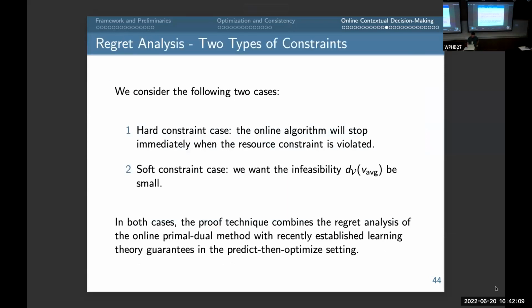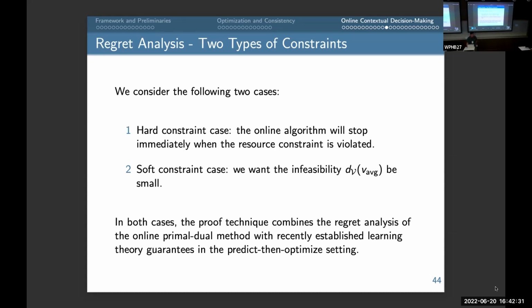Okay, and then in our analysis, we consider two cases. So a hard constraint case where we stop the online algorithm as soon as the resource constraint is violated, right? As soon as we leave this set script V, the algorithm terminates, as well as a soft constraint case where we want the infeasibility, the distance to the set V, to be small.